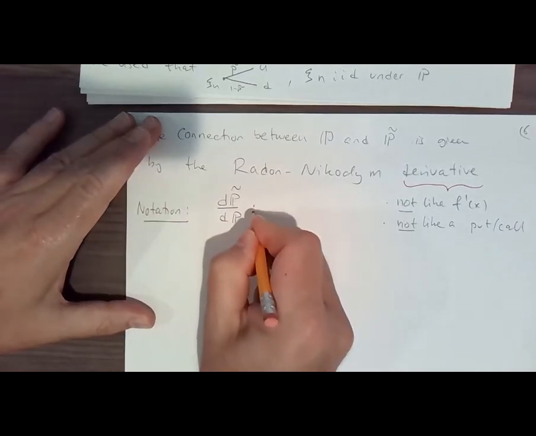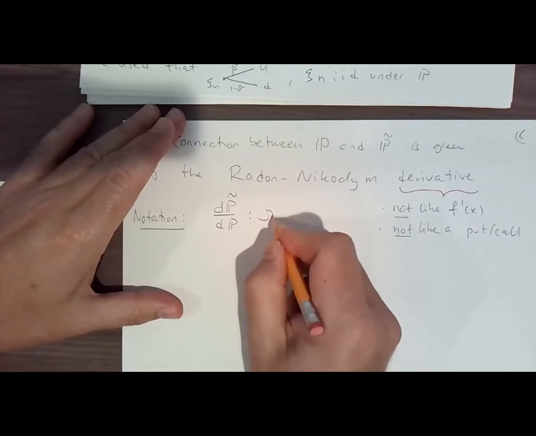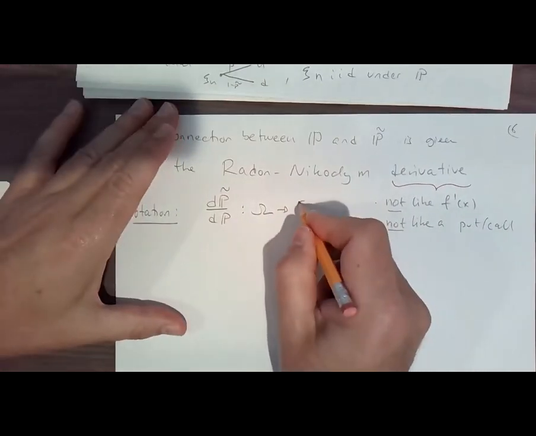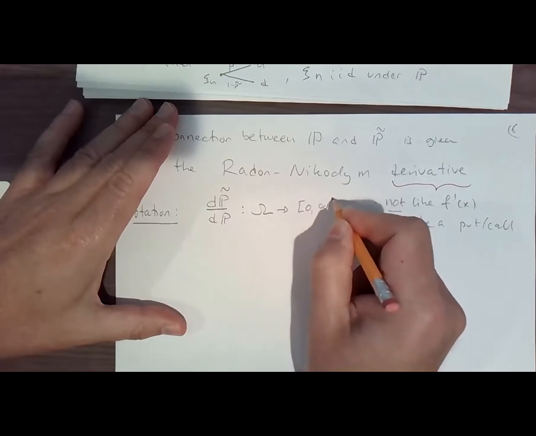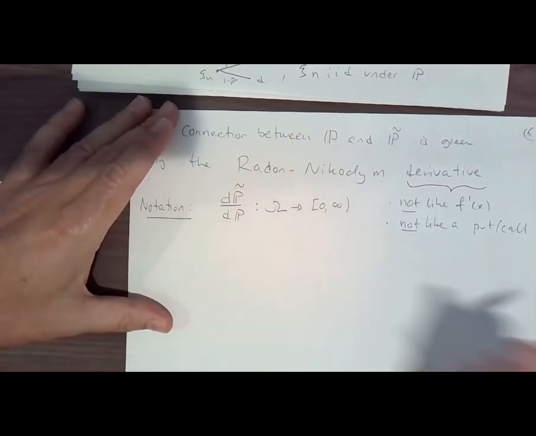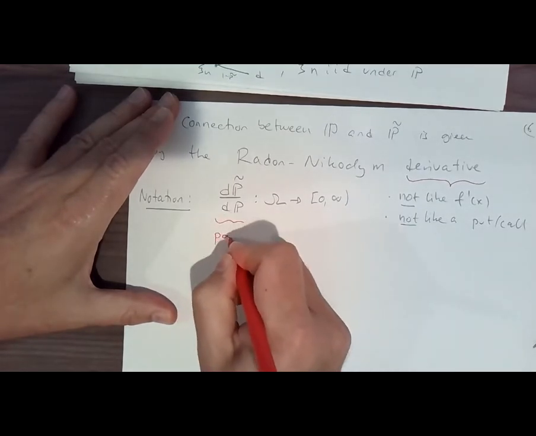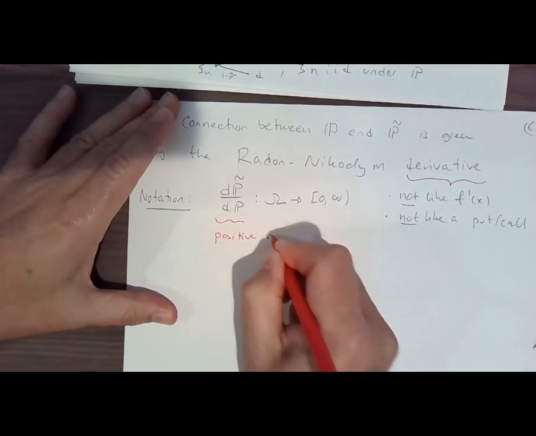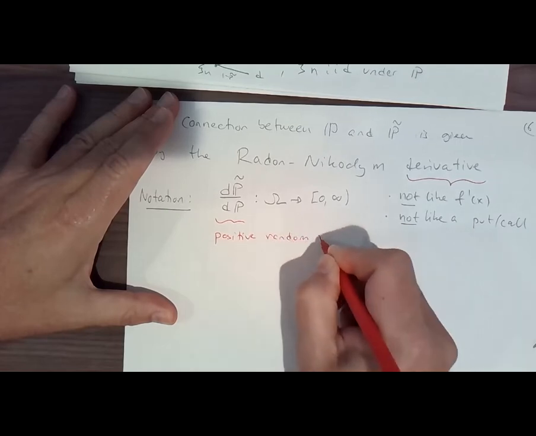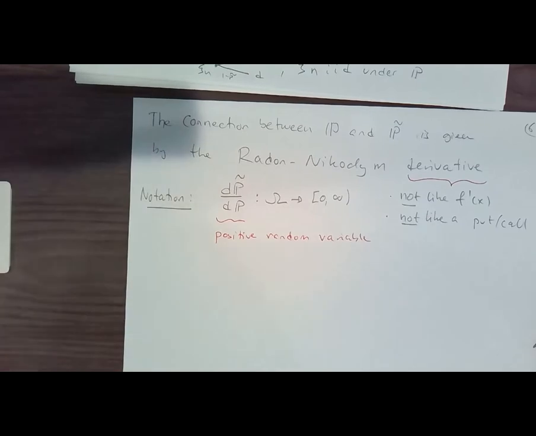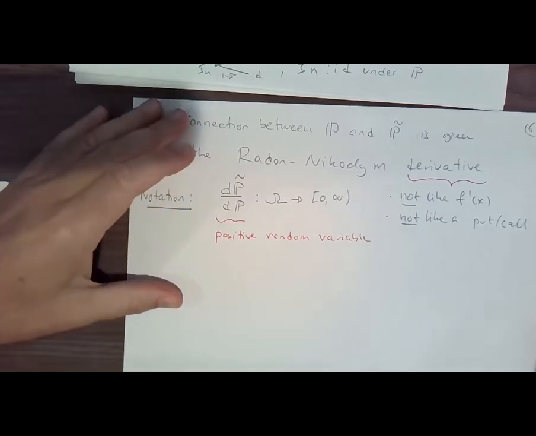It's a random variable, so it goes from omega, and it takes values that are positive. What this notation means is that this is a positive random variable. And it has one more feature.